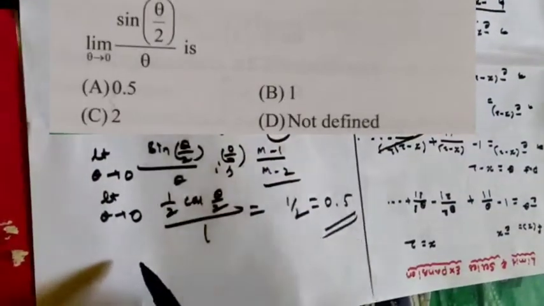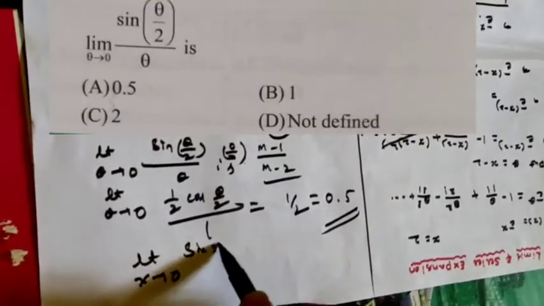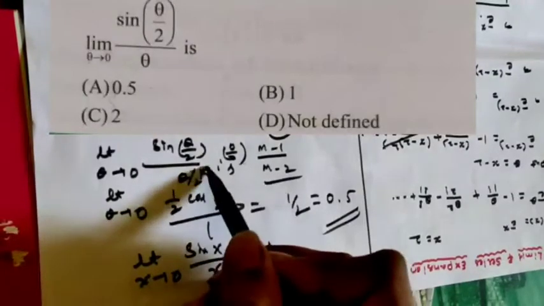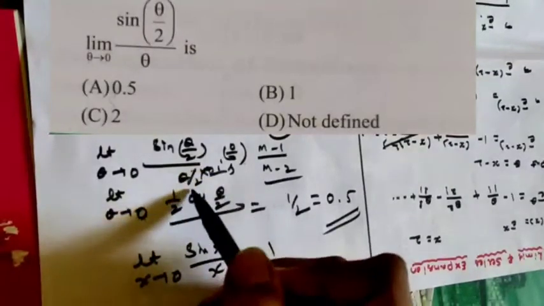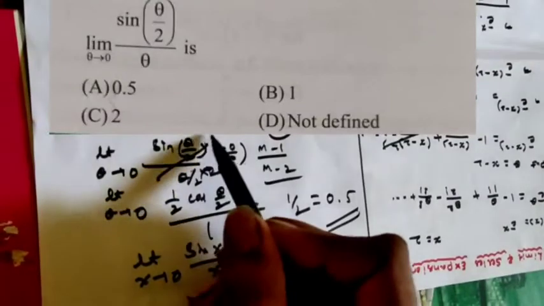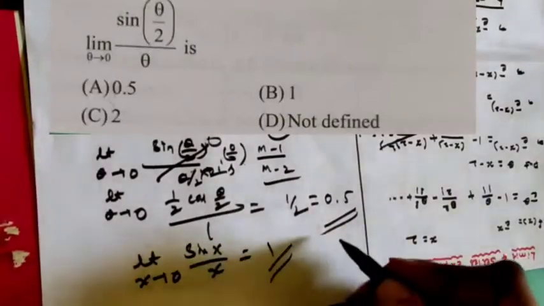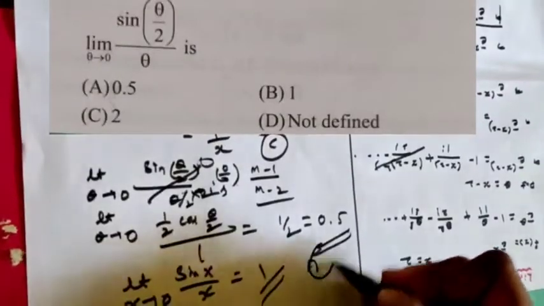Then the second method is you have to apply the property limit x tends to 0 of sin x by x is equal to 1. Okay, this is the property. Then we directly apply this property: theta by 2, we have to multiply and divide by 1 by 2 and 2. Okay, this value becomes 1, then we get 1 by 2 directly. Okay, then which option is correct? Option A is the correct option.